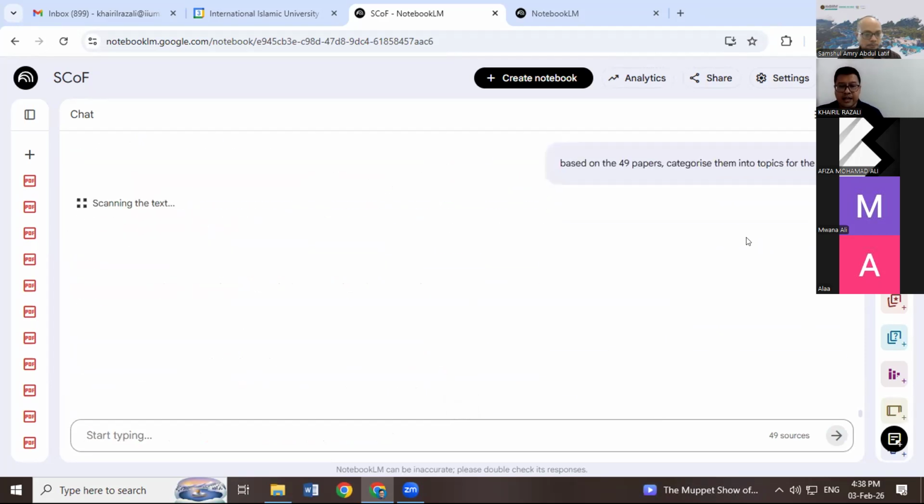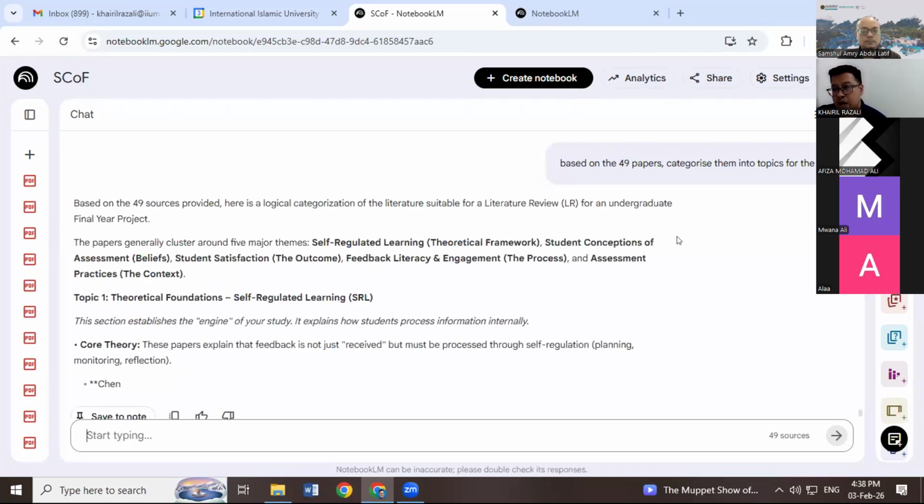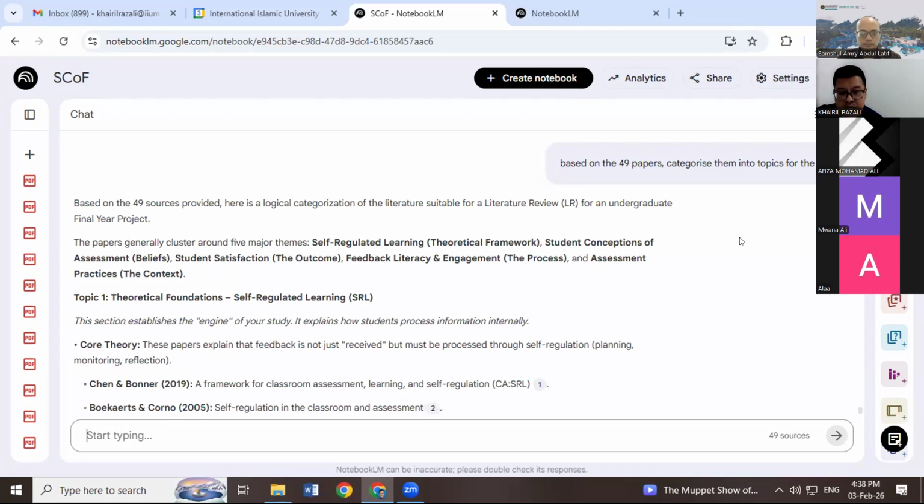Okay, it will scan the text. It will only answer based on the papers that you have. So you can get the topics for your literature review, and from there you can go and find more papers, and you can create a new notebook, and from there you can actually do a lot more. There is one example of how you can do your literature review.